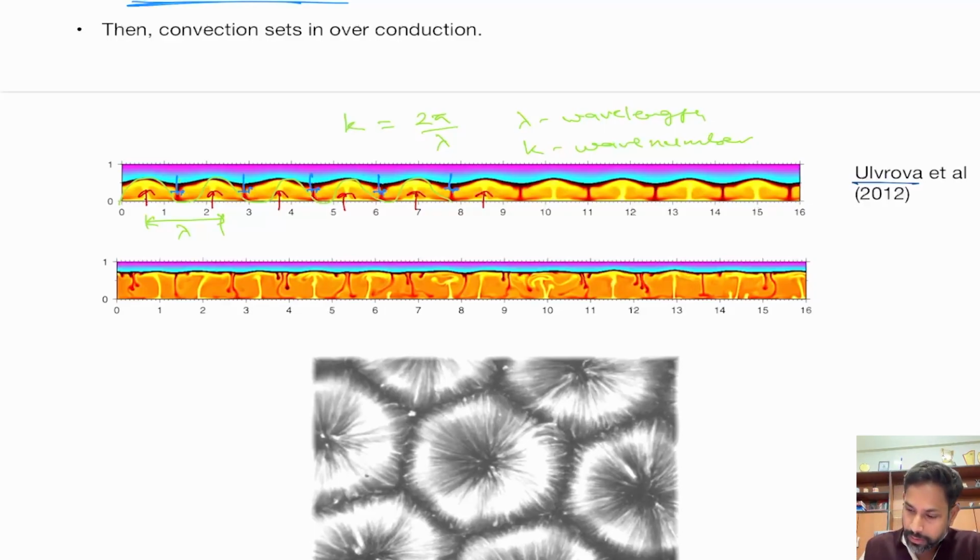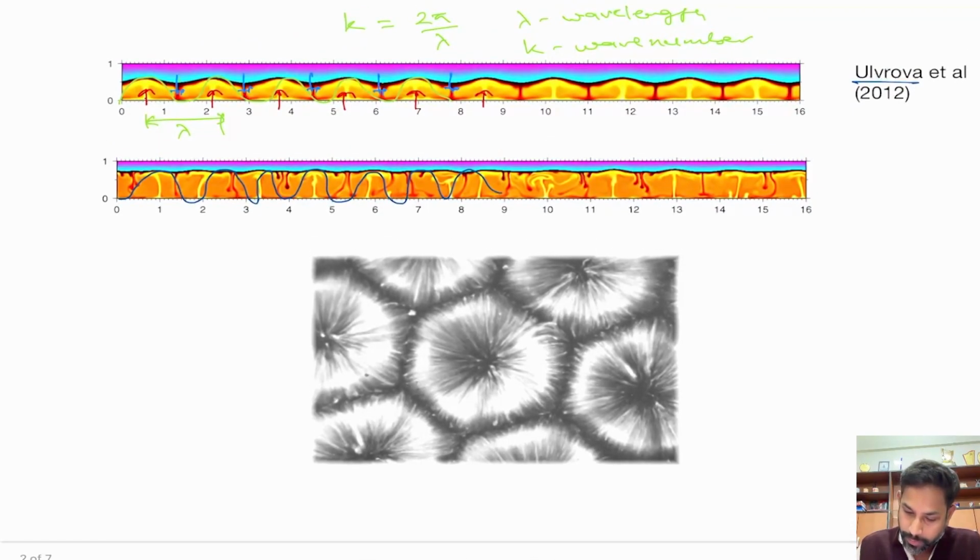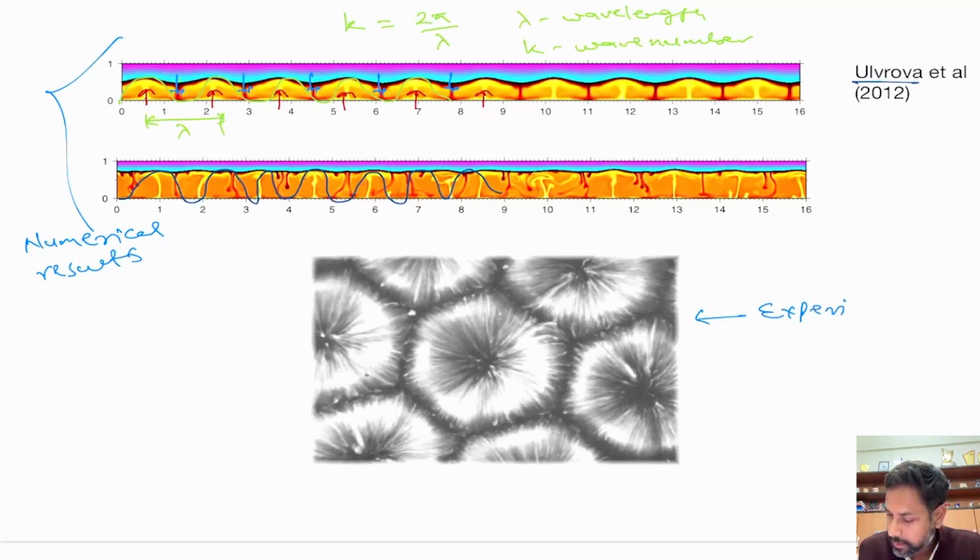Okay, and depending on your conditions, like if you increase the temperature further, you might get a different kind of wave behavior like this, but this always starts in a particular pattern. And here are also some experimental images. So what you see here in the upper side are numerical results, but what you see here is the experimental image.